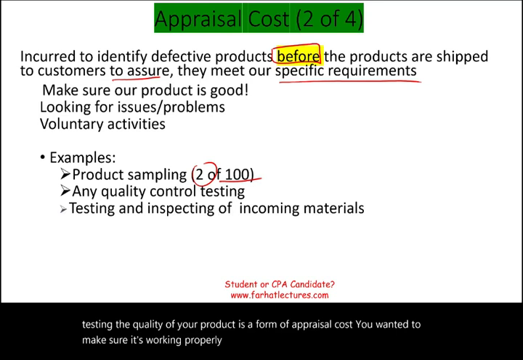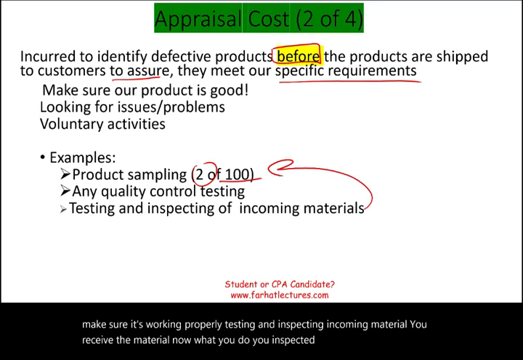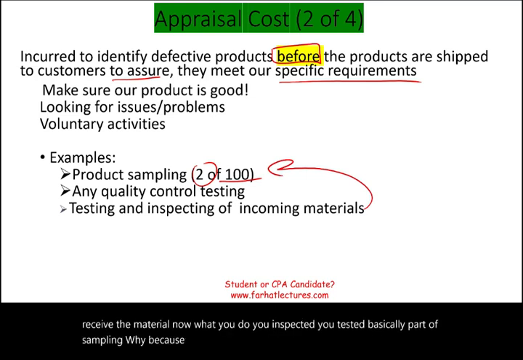Testing and inspecting incoming material. You receive the material. Now what you do, you inspect it. You test it, basically part of sampling. Why? Because the material is going to go into your final product. Once the product is done, test the product.